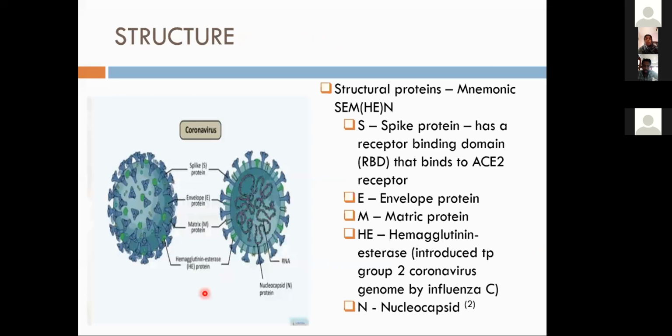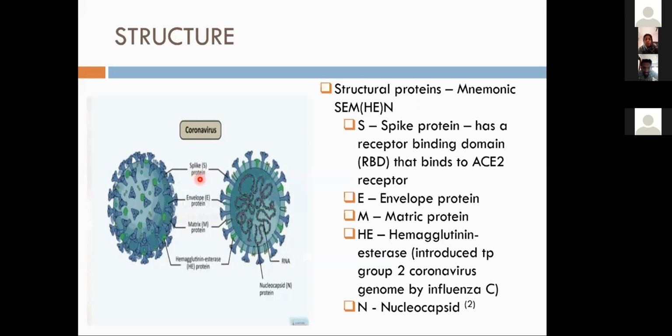Structure. Considering research on a virus, studying the structure is an important part. So, into the structure of the coronavirus. Structural proteins, we have a mnemonic called SEMN. Here, the S at the top shows the spike protein, which has receptor binding sites that bind to ACE2 receptors.